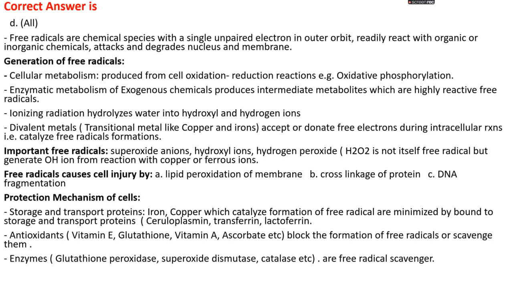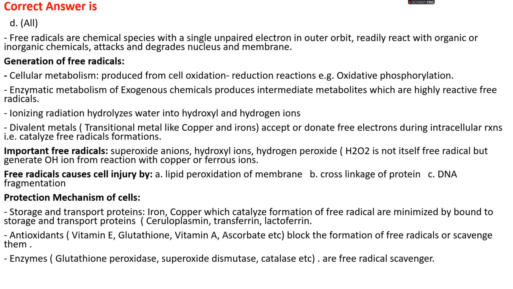Free radicals are generated either by cellular metabolism, that is from cell oxidation-reduction reactions, for example oxidative phosphorylation. Second is enzymatic metabolism of exogenous chemicals, which produces intermediate metabolites that are highly reactive free radicals. Third, by ionizing radiation, which hydrolyzes water into hydroxyl and hydrogen ions. And fourth, but not last, divalent metals, also known as transition metals like copper and iron, which either accept or donate free electrons during intracellular reactions and catalyze free radical formation.